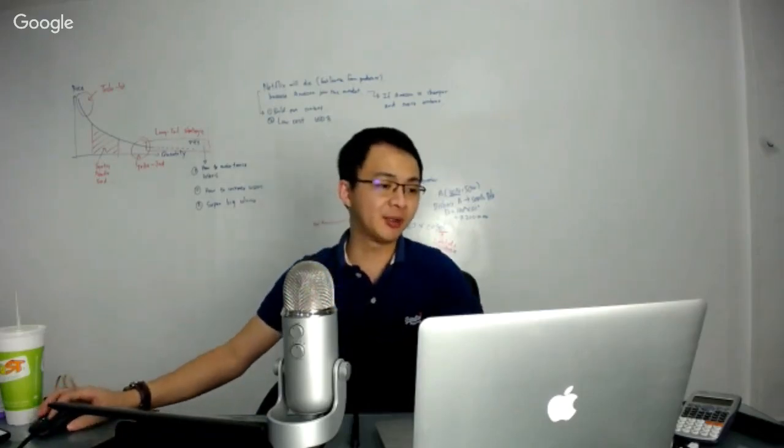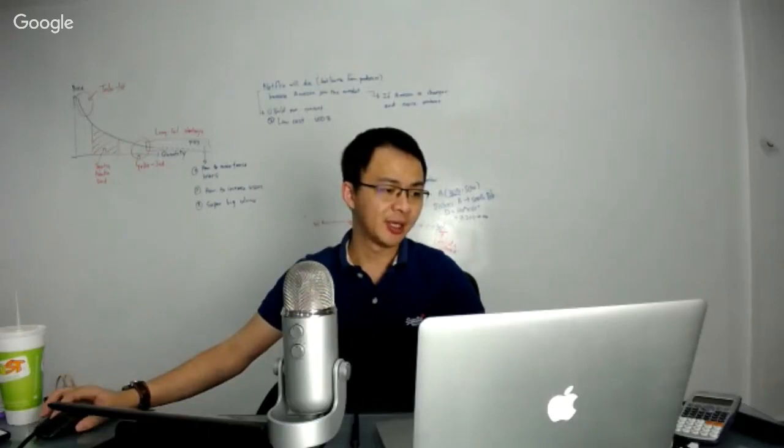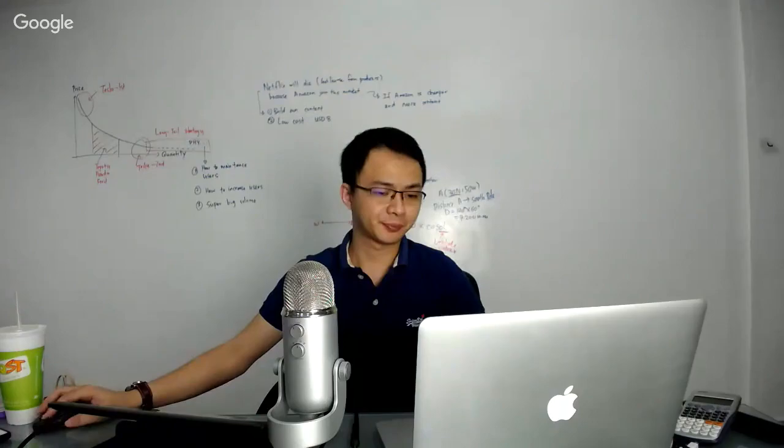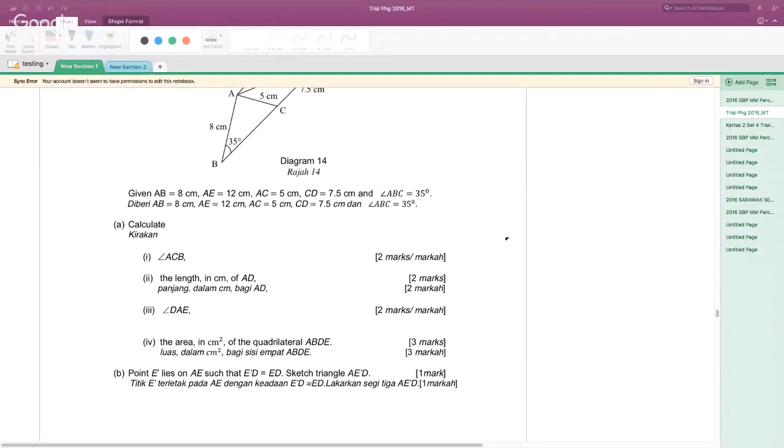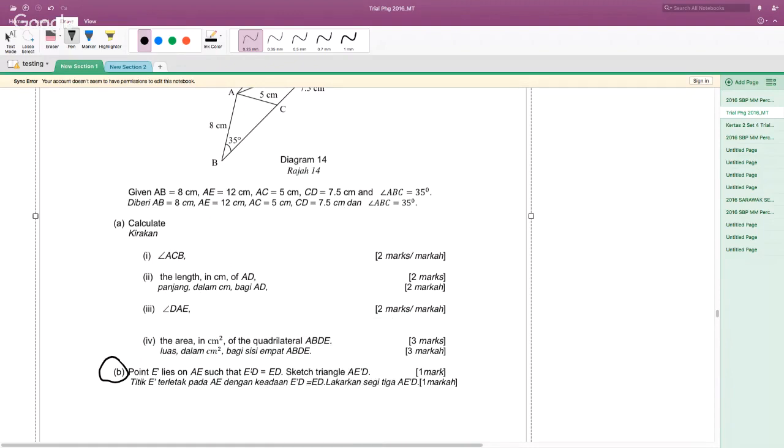Okay, let me go to the solution of triangle. It seems some of you actually asked about this. So we will focus on part B, which is sketching the triangle. In order to sketch a triangle, they give you some conditions. They say point E lies on the line AE, such that ED is the same as E'D. The E here is a new E, the E prime. And then they ask you to sketch a triangle.